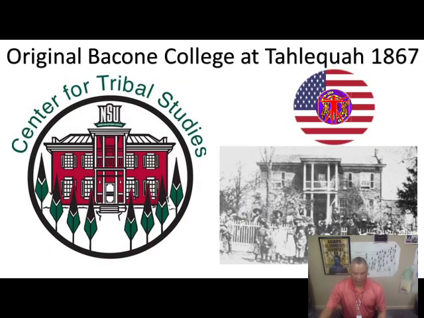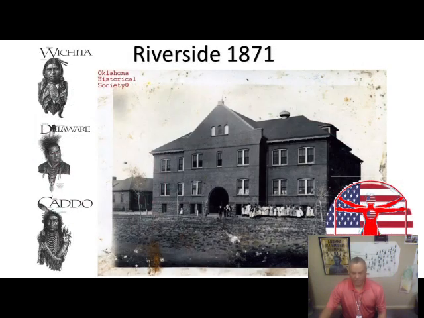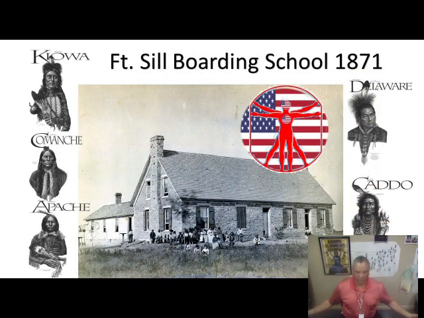Bacone College is founded first at Tahlequah. It's now the Center for Tribal Studies there in SU. Riverside's founded in 1871. Now, as we mentioned, tribal founded institutions tended to have that semi-assimilation model, which was the archetype of Western society, but language and culture remained intact. Well, as we mentioned in the Greeley notation, the policy of assimilation that was at the BIA at the time was total assimilation. Let's destroy all culture.